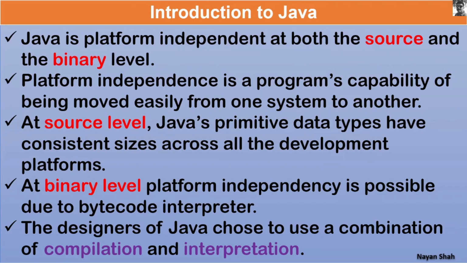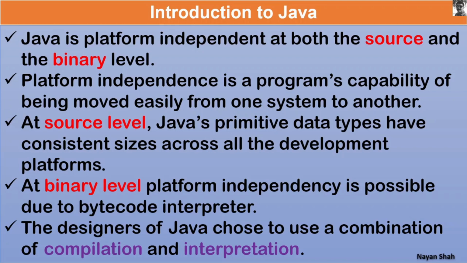Java is platform independent at both the source and the binary level. Now let us understand what that is. Platform independence is a program's capability of being moved easily from one system to another. Remember, the languages before Java, that is C and C++, were not platform independent. If I write a program in C language on my computer and compile that program, that compiled program, that is the binary conversion of that program, cannot be taken to another machine.